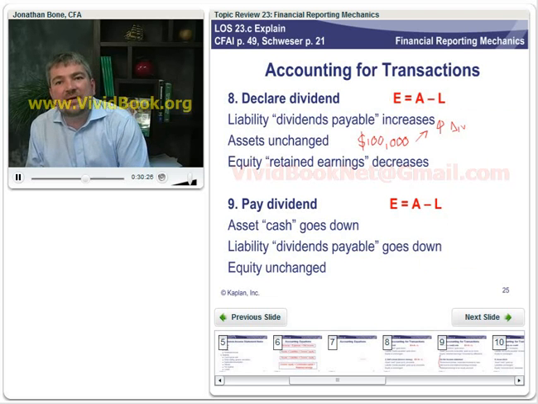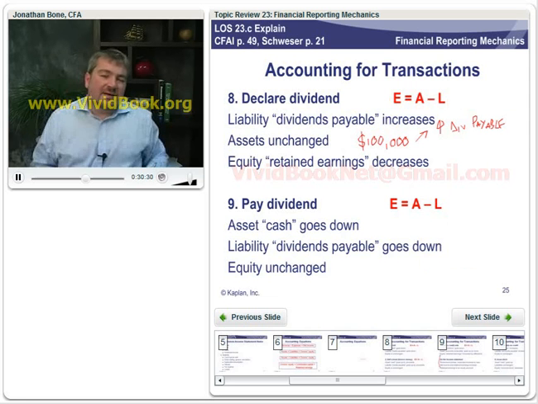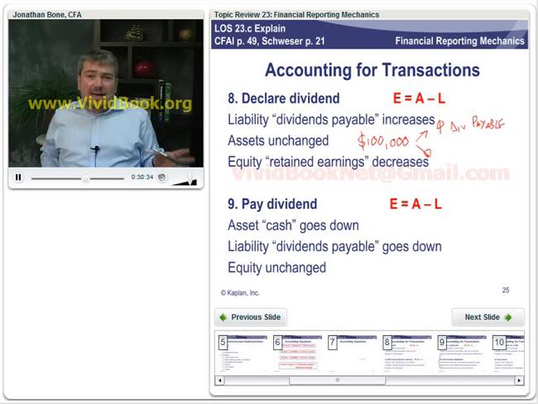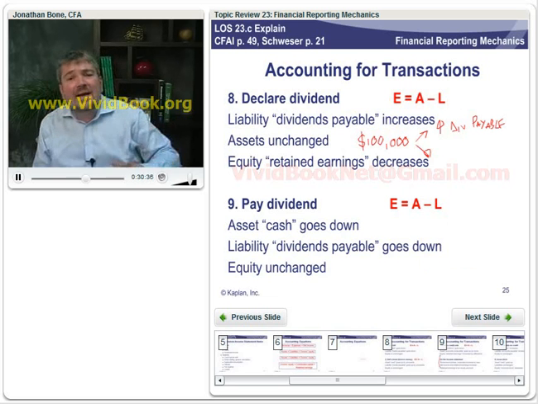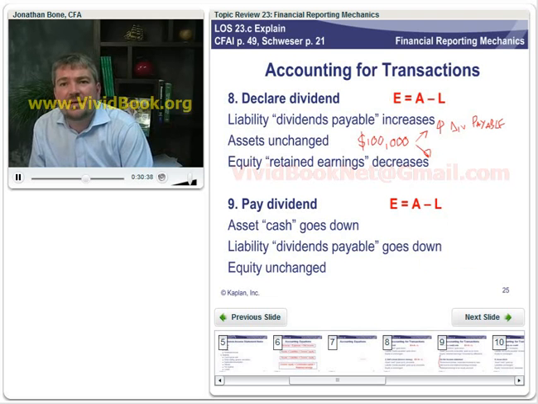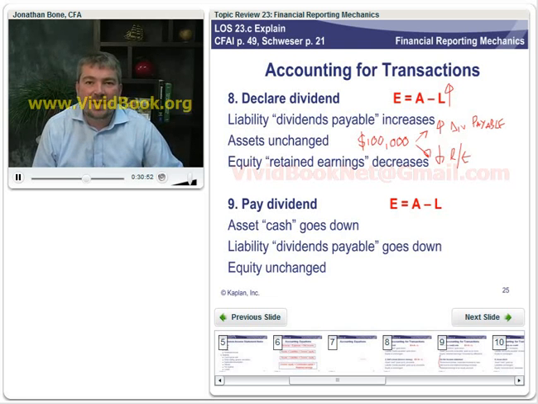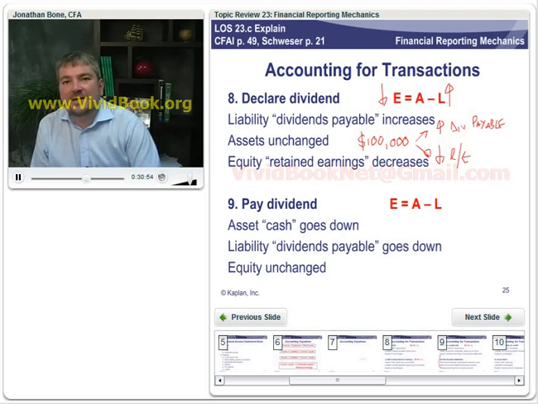The other side is, of course, remember that linkage that we talked about with retained earnings. Take this year's net income, subtract any dividend paid, and that gives you the change in retained earnings. So as a result, our retained earnings are going to fall by 100,000 as well. So what we've got here is an increase in liabilities, reducing net assets, and a deduction in equity, keeping it all balancing.